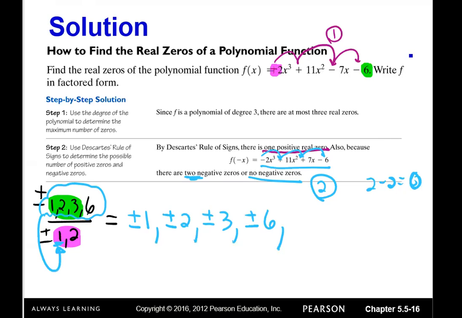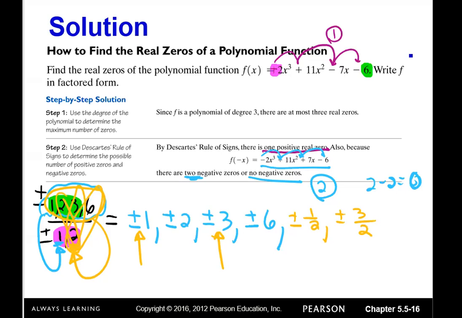But then I'm going to use the denominator of 2. So now if I take any one of these numbers and put it over 2, 1 over 2 is positive or negative 1/2. 2 over 2, that's just 1. I've already got that right here, so I don't need to list it again. 3 over 2, don't have that, positive or negative 3/2. And then 6 over 2, well, 6 divided by 2 is 3, and I've already got that right here. So there's all my potentials.